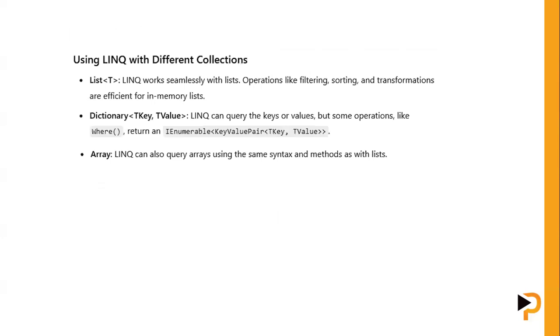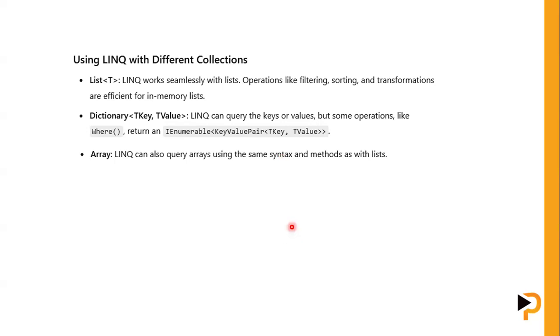Now, next one is LINQ with different collections. LINQ works seamlessly with the list. Operations like filtering, sorting, and transformations are efficient for the in-memory list. Now dictionaries, as we saw in a previous slide, it says the same thing. With dictionaries, LINQ can query the keys and values, but some operations like where return the enumerable key and value pair for you. Next, LINQ can also query arrays using the same syntax and methods as we are doing with the list.